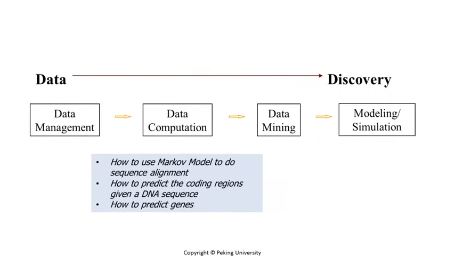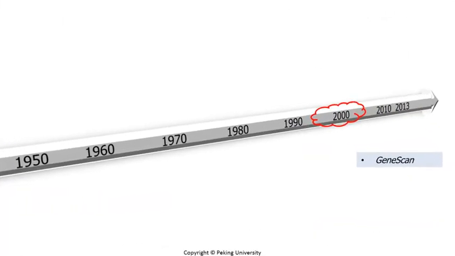We will show you how the Markov model can be applied to sequence alignment, and how to find the coding region given a DNA sequence using a hidden Markov model. We will discuss how to extend the basic models we introduced here to do gene prediction in practice and how the widely used gene prediction tool GENSCAN works.